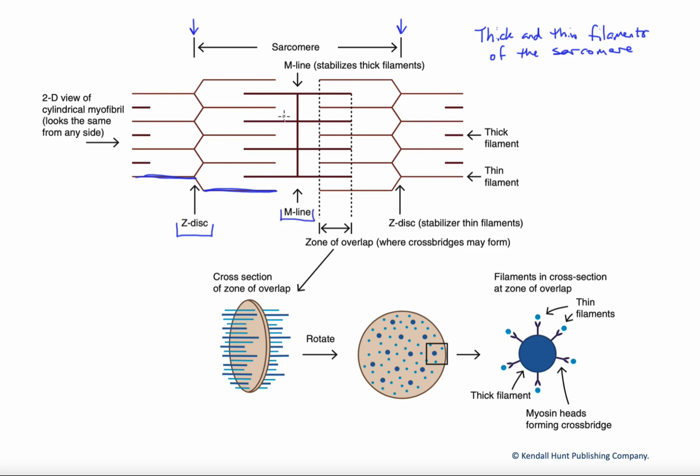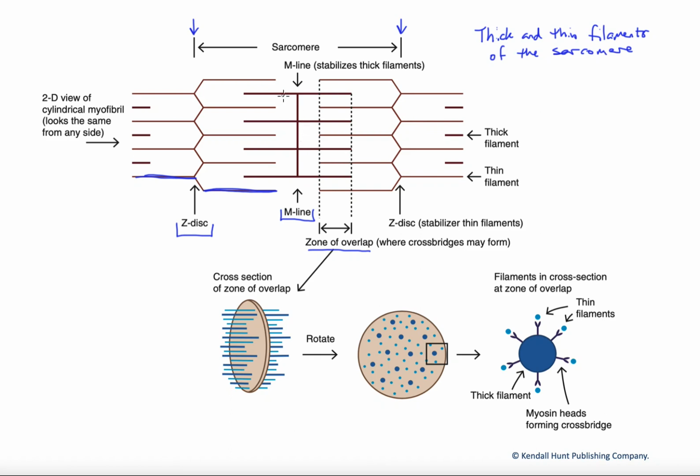And what we're going to find is that the most important part of the sarcomere is this zone of overlap shown here, right? The region in which the thick filaments overlap with the thin filaments. And this is essential because this is actually where the tension is generated between the thick and thin filaments, the pulling of the thick filament on the thin filament.